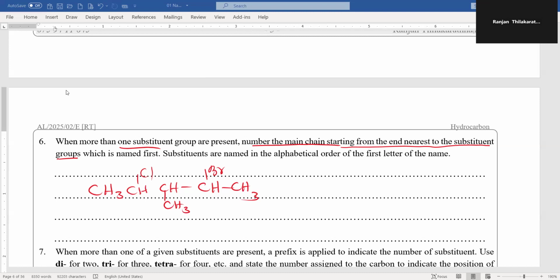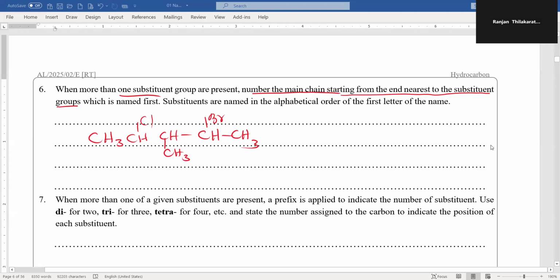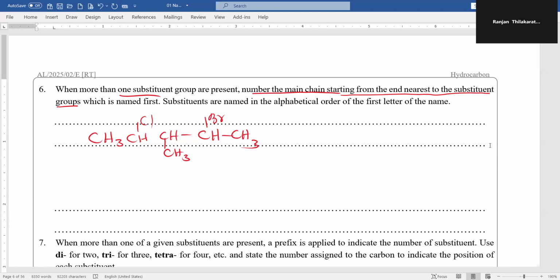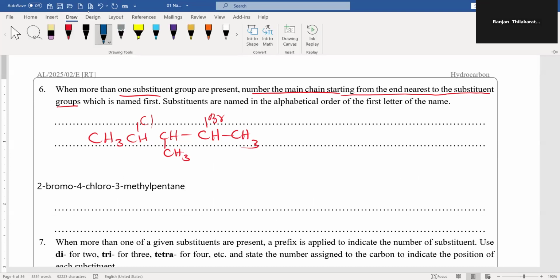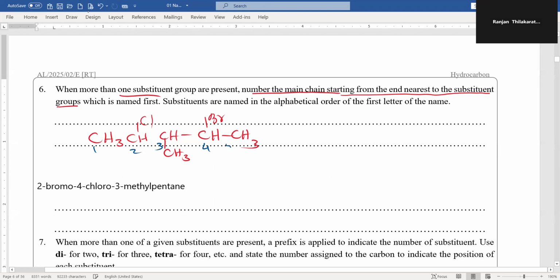Yes. Let's see the name now. This is the name given by Yasindu. Let's see whether it is correct. First, we number the chain starting from this side, 1, 2, 3, 4, and 5. Then we have many substituents. Then you give priority to the substituent which is named first.